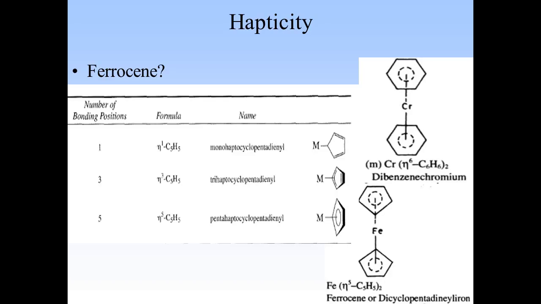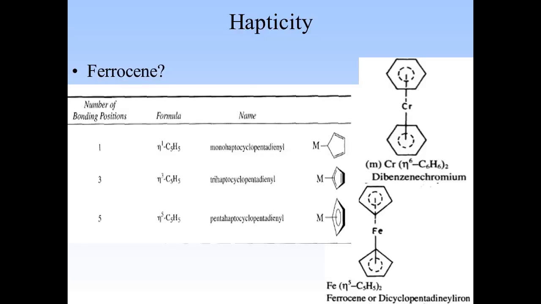Here I have given some more examples to explain hapticity. So let us look at them one by one. If you see the first example, the number of bonding positions is 1, and the formula is eta 1 C5H5. So in all the 3 cases the same ligand is present, but in the first example the cyclopentadiene ring is bonded through only 1 carbon atom with the metal. So M is directly bonded with only 1 carbon atom. So the hapticity is 1, that is eta 1.